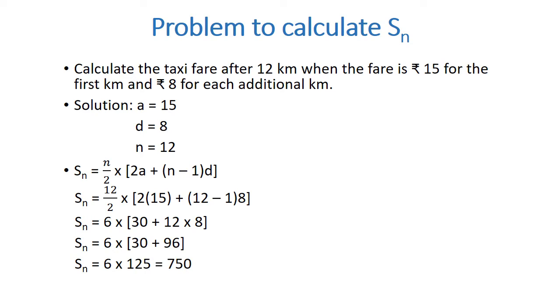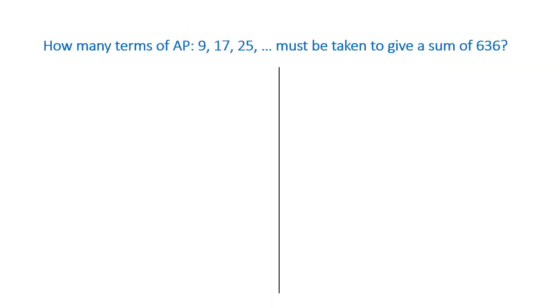What is 88 plus 30? 118. 118 into 6. What will be the answer? 708. That is our final answer. Alright, so total cost will be rupees 708. Yes, let's go to the next question.